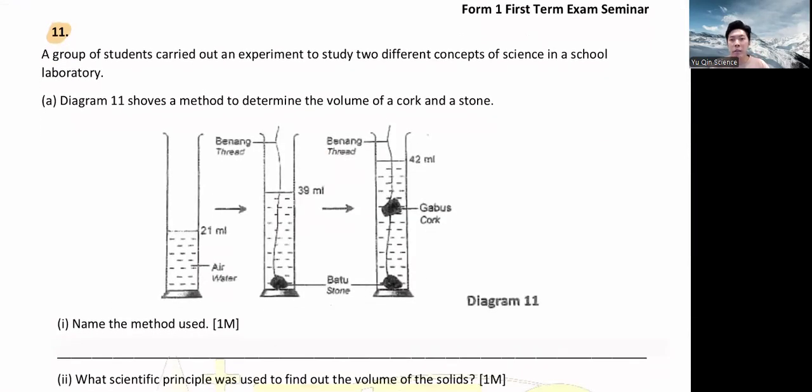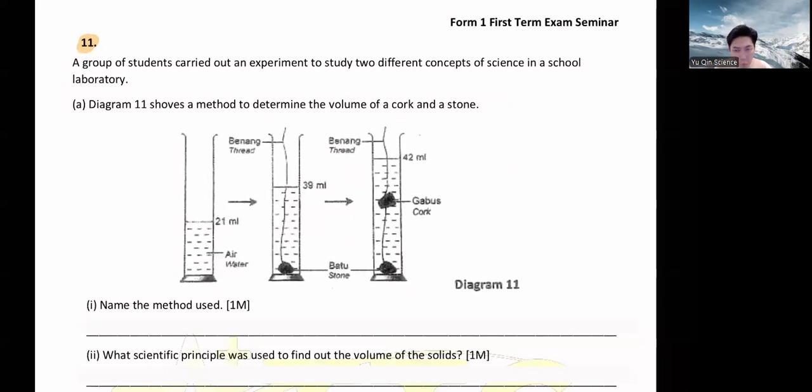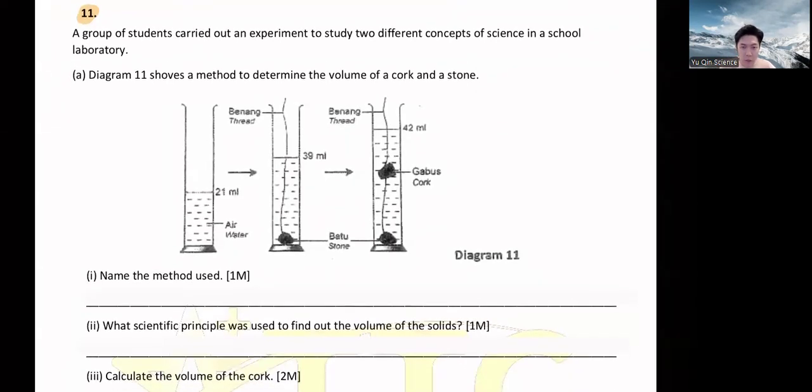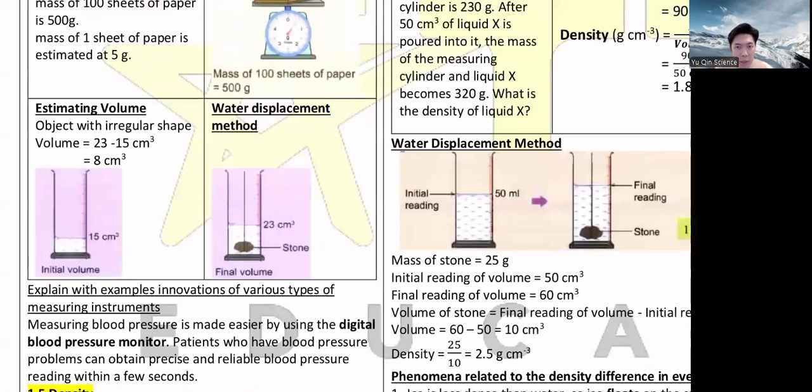A group of students carry out an experiment to study two different concepts of science in school laboratory. Diagram 11 shows the methods of cork and stone. Okay, so obviously these two are irregular shape. The shape is just weird. It's not like height times width times length. So first question, what is the method? What are we doing here? We are adding the stone and the cork, and you can see the water rise. So remember, this is called the water displacement method. Okay, there you go, your answer.